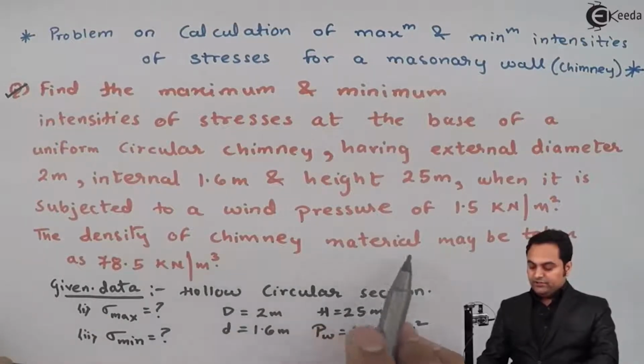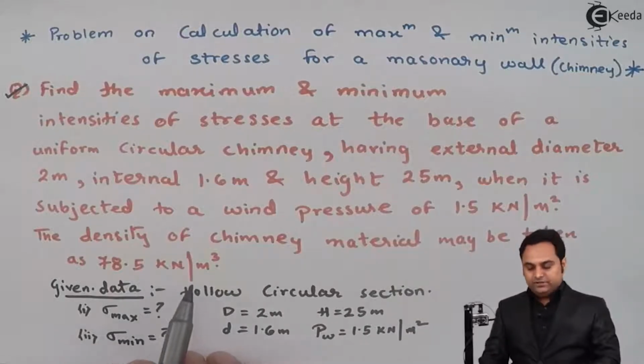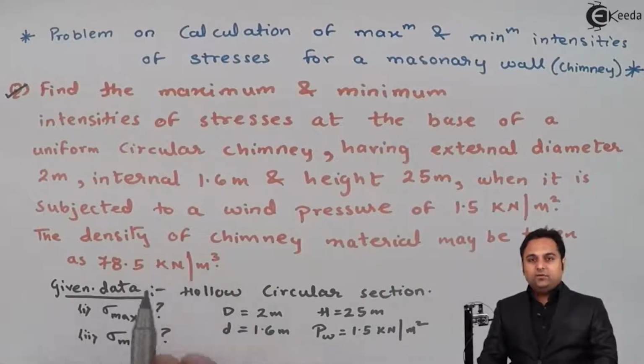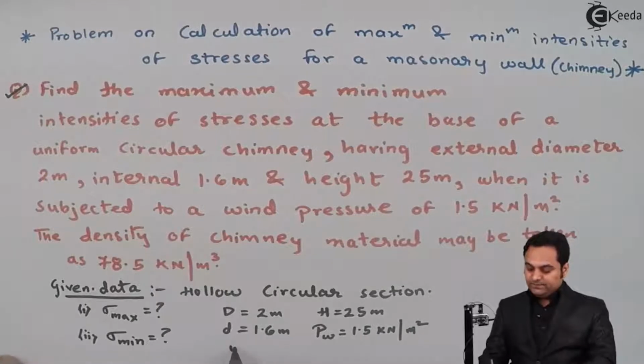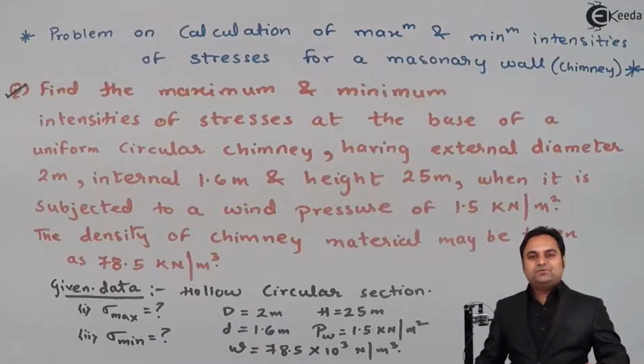Next, the density of the chimney material may be taken as 78.5 kilonewton per meter cube. This density is the weight density. I'll denote it as small w. Weight density is 78.5 into 10 raised to 3, and I will convert it into Newton per meter cube. So now with the data available, let us try to get the solution to this problem.